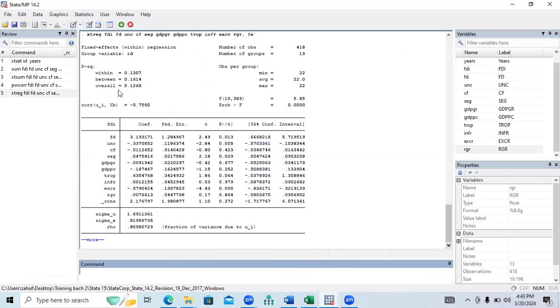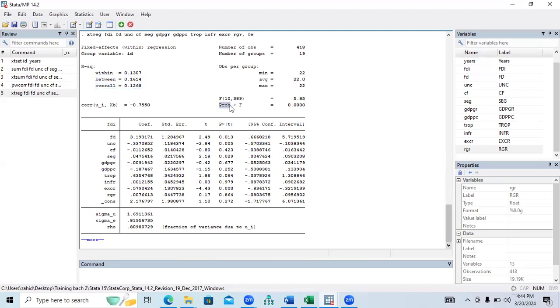And there are a lot of things that you need to understand here. The overall R square is approximately 13% if we round this figure. The R square between countries is 16% and the R square within a specific country from year to year is 13%. I have told you that within means within a single country in different years. Between means between different countries, or different companies if you are using company data. And the overall R square is the actual indication of the R square, which is approximately 13%.